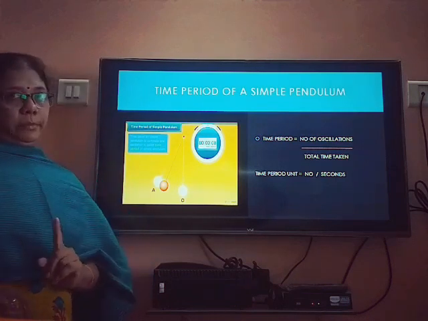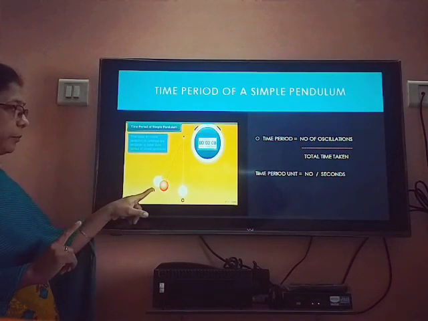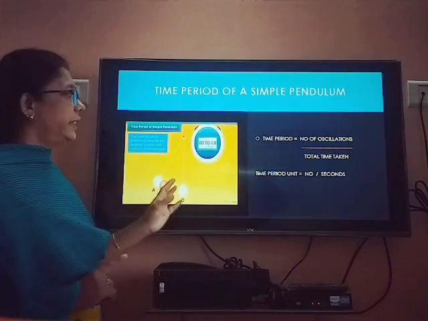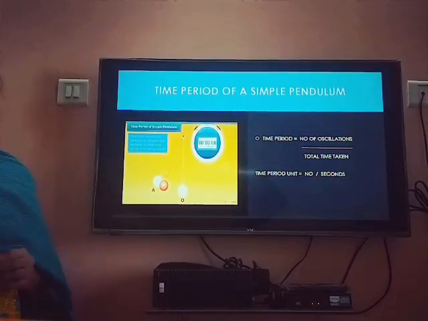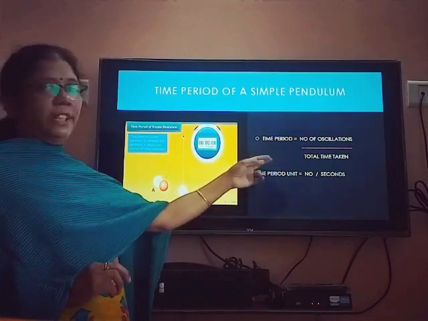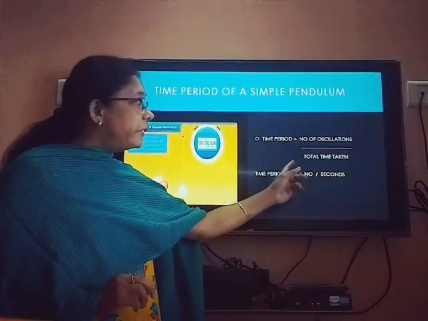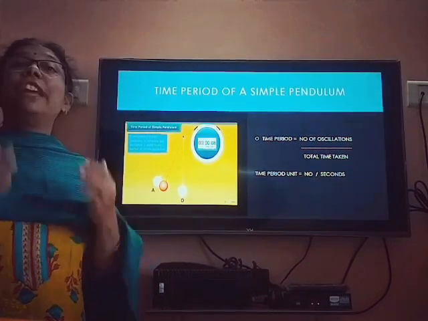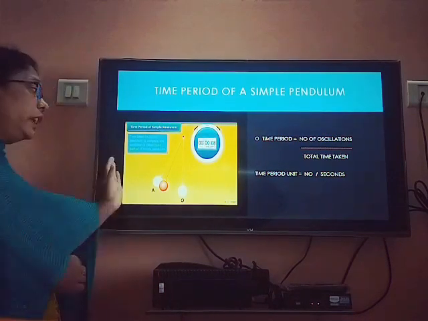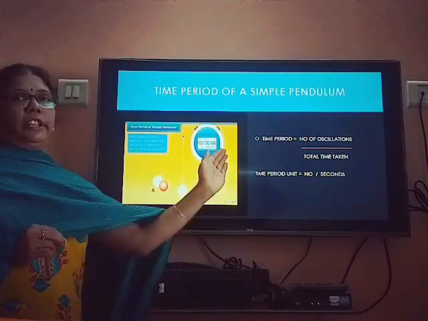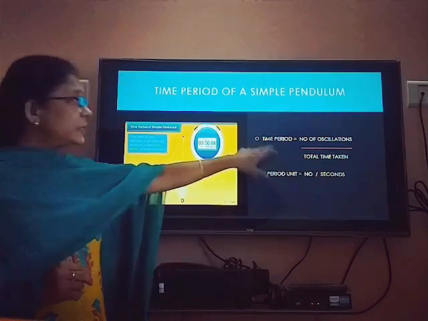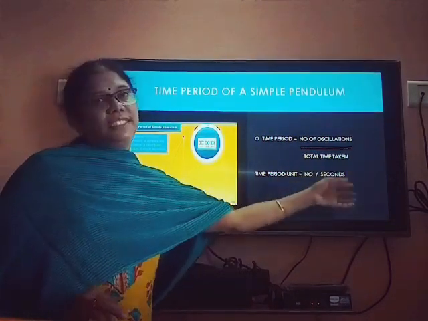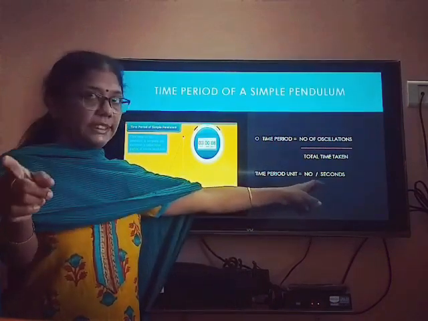The amount of time taken for one complete oscillation, that is, movement from A to O to C and back again to A, is called the time period. How do you calculate it? The time period is equal to the total time taken divided by the number of oscillations. Since the time taken for one oscillation is very small, it is very difficult to measure. So we let the pendulum oscillate for say 15 to 20 times and note down the time taken. This will give us the time period. What is the unit of the time period? The unit is seconds.